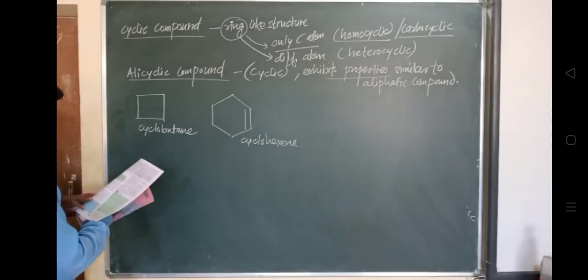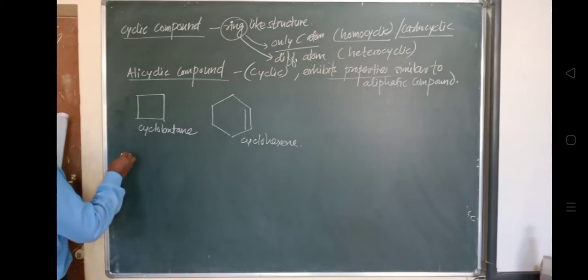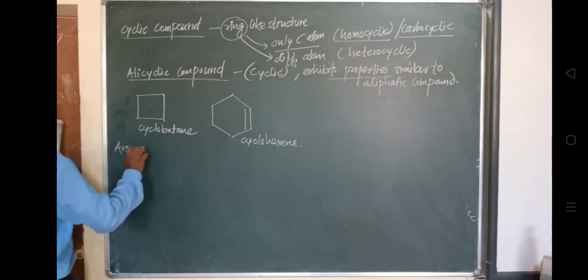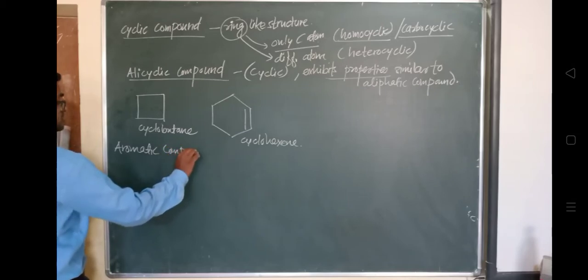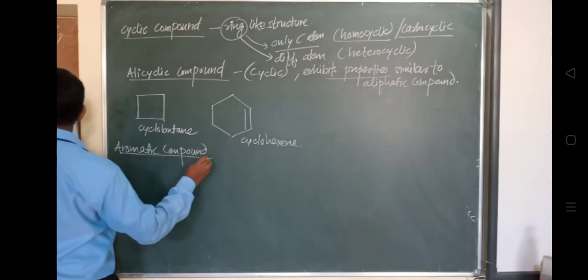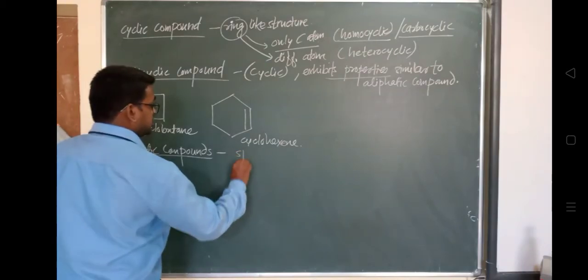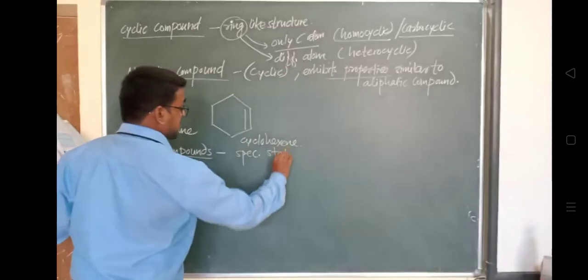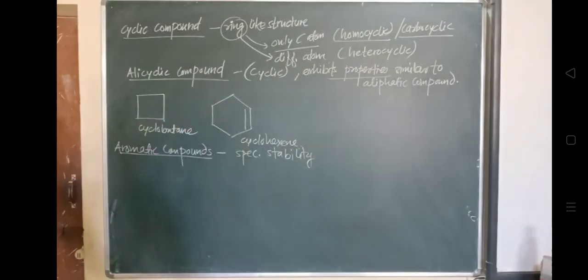So this is alicyclic and the next one is aromatic. The next classification is aromatic compounds. Aromatic compounds exhibit some good smell, and that's why the name comes as aromatic. Aromatic compounds have very special stability. It is a classification of homocyclic compounds, and it will have only carbon atoms.